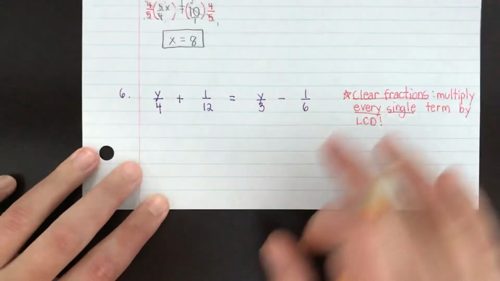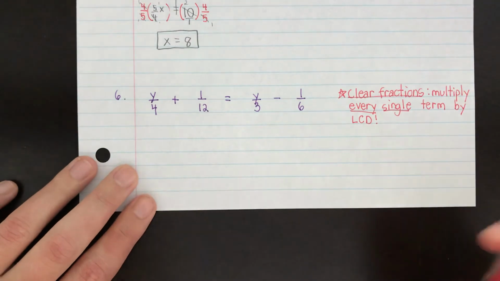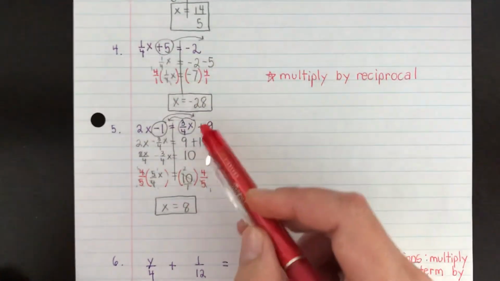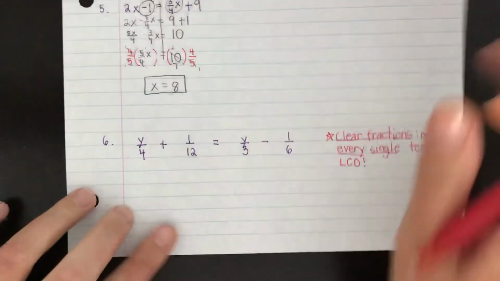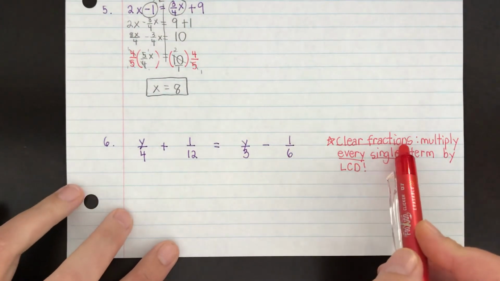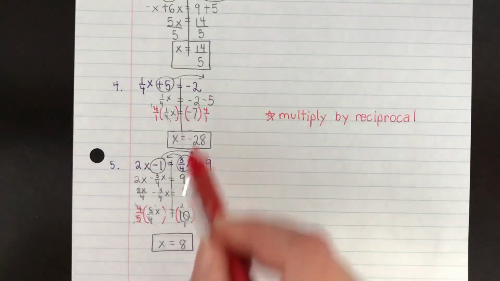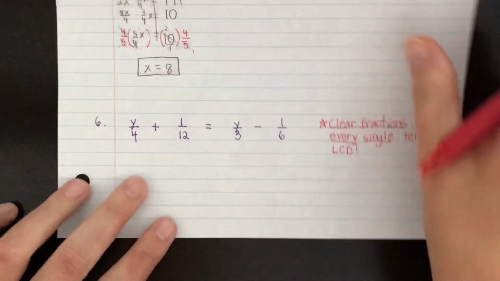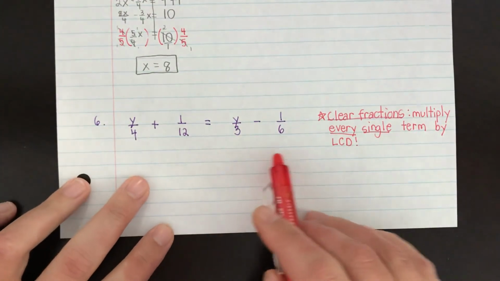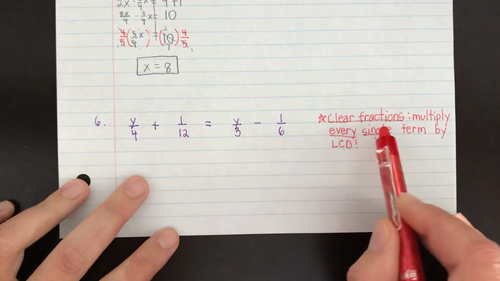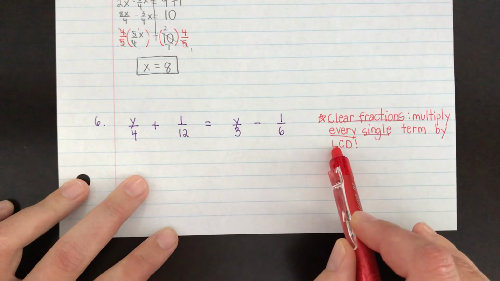Last problem here. All right, last problem. So in this problem, unlike the previous two where I only had one fraction, I've got 4 fractions. So I want to clear the fractions. Now, will this method work on these two problems? Sure. I just thought because it was one fraction, it wasn't horrible, so I would just deal with it. But in this case with 4 fractions, I don't just want to deal with it. Okay, so I'm going to clear the fractions, which means multiply every single term by the LCD.